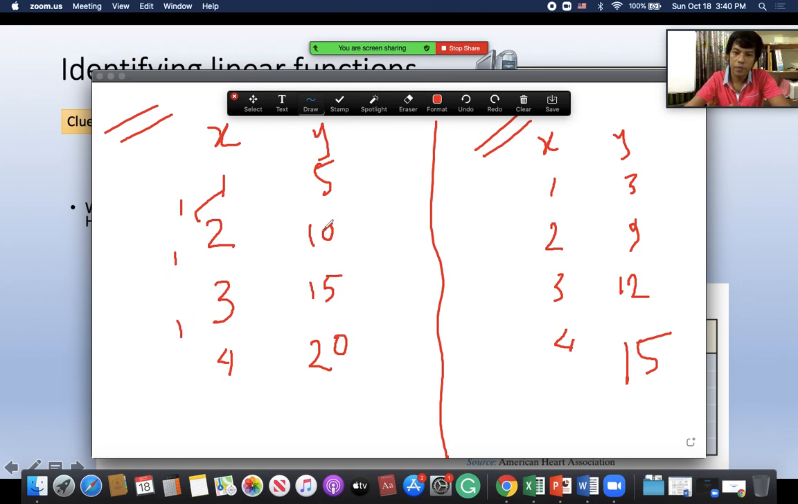On this side, the gap: 10 minus 5 means 5. 15 minus 10 means again 5. And then this is again 5. So you see that the difference is the same everywhere. That means it is linear.